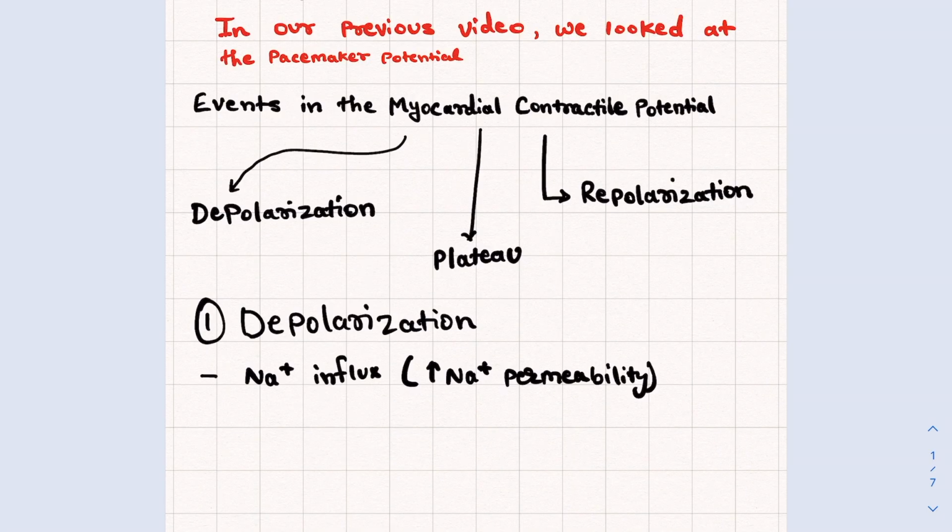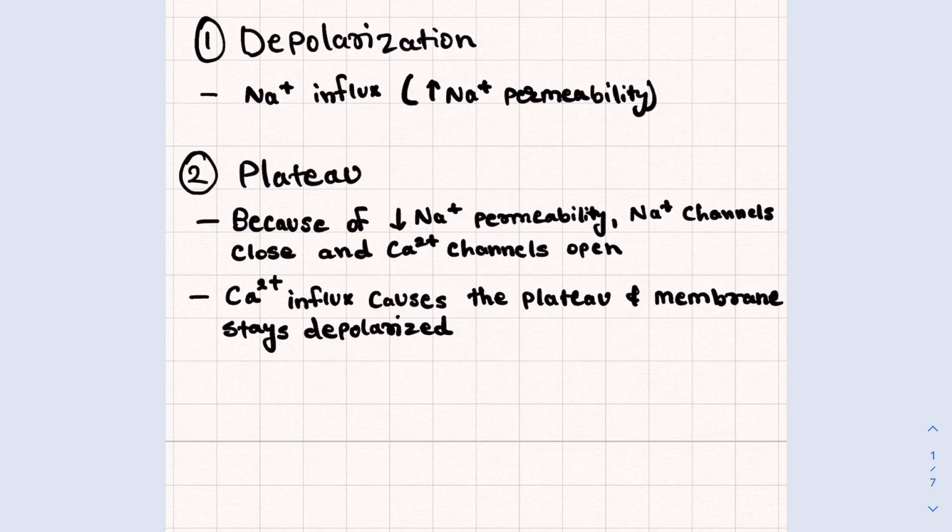Now, the second event of myocardial contractile potential is plateau. Because of decreased Na+ permeability at the top of depolarization, Na+ channels, which are open during depolarization, close, and Ca2+ channels open. Ca2+ influx is seen, which causes the plateau to be seen, and the membrane to stay depolarized.